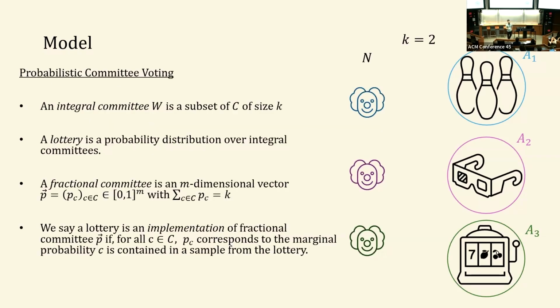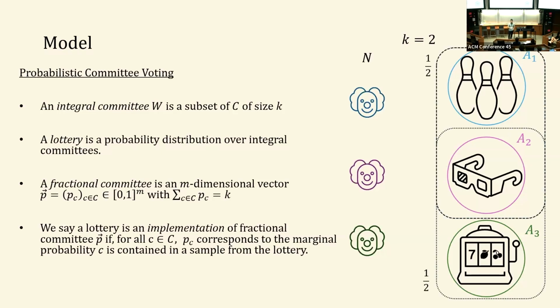Okay, so now we want to study probabilistic committee voting in this paper. So we're going to refer to what's normally just a committee as an integral committee. That's a subset of size k. So for example, we might say these two candidates, movie and gambling. And a lottery then is a probability distribution over integral committees. So for example, we might place 1/2 probability on that integral committee we just had, and another 1/2 probability on the integral committee that selects bowling and movies.